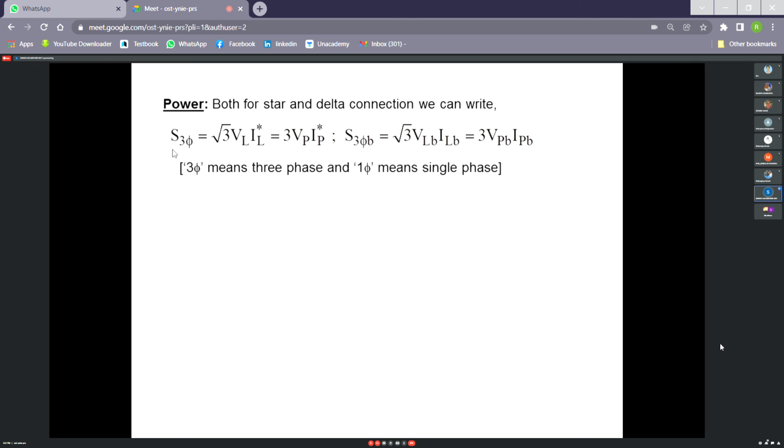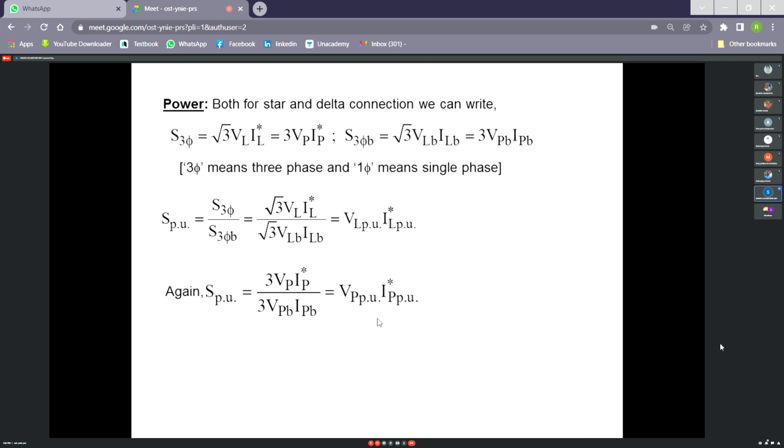Why? Because three-phase power is root 3 VL IL conjugate. So root 3 VL means the VP, so 3 VP IP conjugate. And similarly for base quantity also, root 3 VL IL base equals 3 VP IP base. So all will be same, right? So in per unit, obviously if you calculate in terms of three-phase quantities total, then in line quantity also you can calculate, in phase quantity also you can calculate, but the calculation will be same, right?